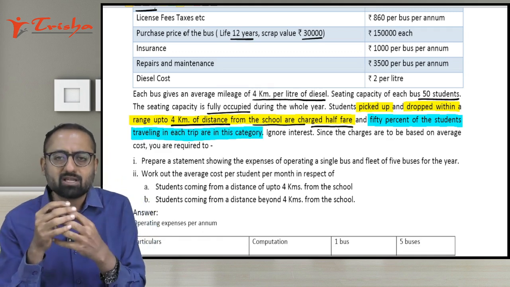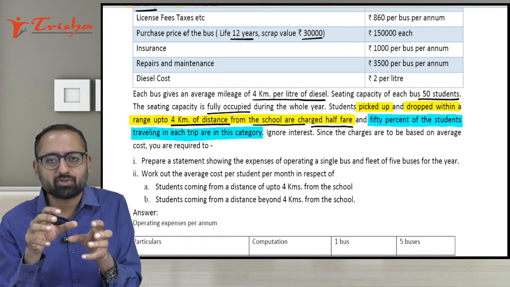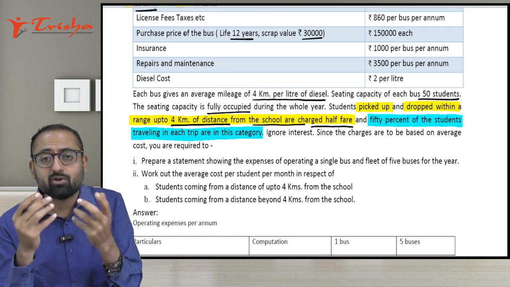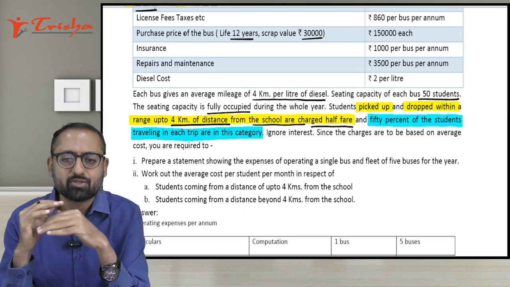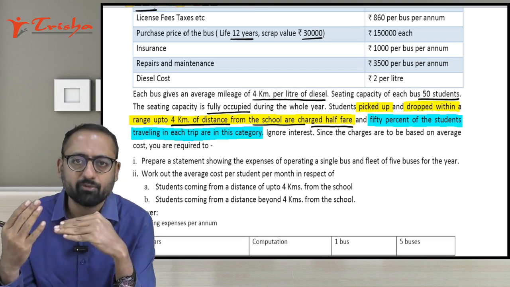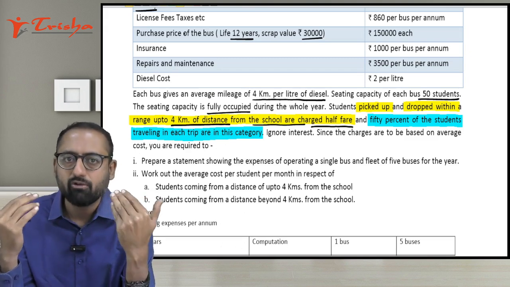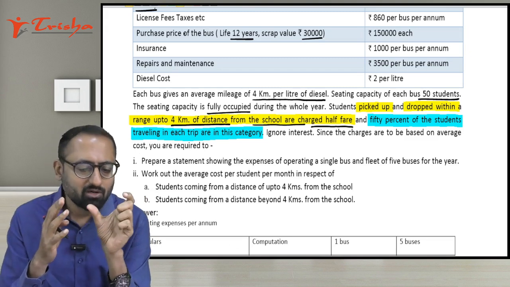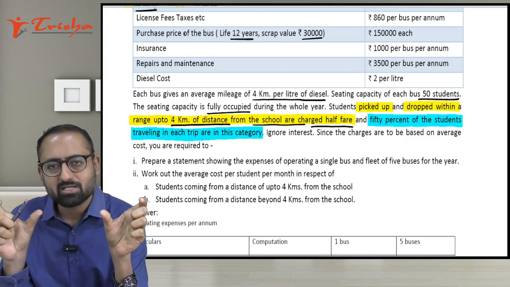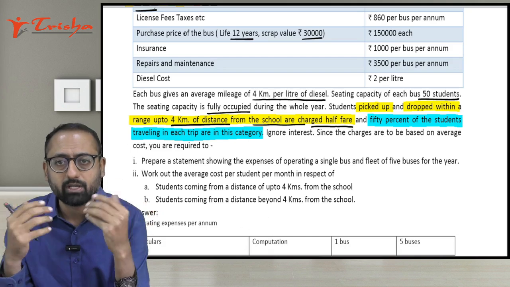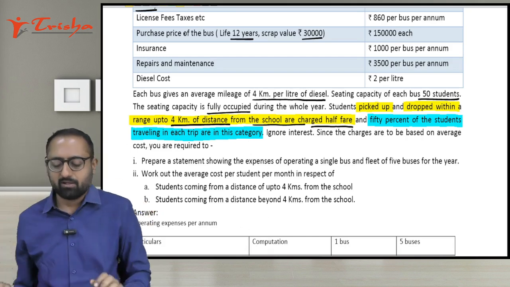So the students who are coming within a 4 km radius of the school, we are going to charge them half fare. And the students who are coming beyond 4 km from the school, we are going to charge full fare. 50% students will come within 4 km and 50% students will come beyond 4 km. Okay, now let's read it.